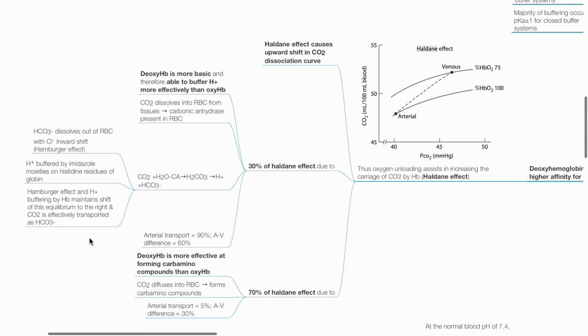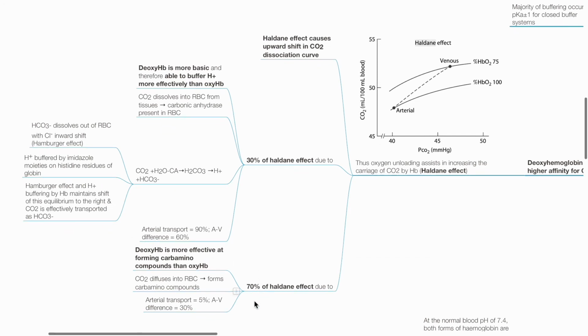The Hamburger effect and hydrogen ion buffering by hemoglobin maintain the shift of this equilibrium to the right, and CO2 is effectively transported as bicarbonate, with an arterial transport of CO2 of 90% as bicarbonate and an AV difference of 60% as bicarbonate. 70% of the Haldane effect is due to deoxyhemoglobin being more effective at forming carbamino compounds than oxyhemoglobin.